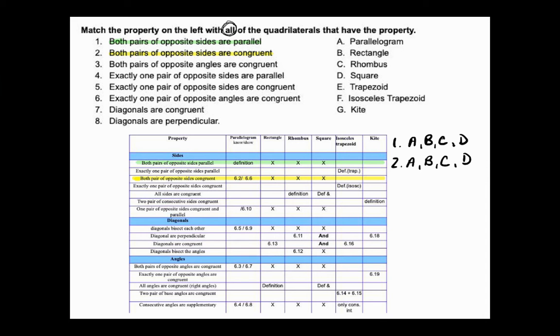For the next property, we're going to look at both pairs of opposite angles congruent. So we find that property in our chart. And once again, we see that this particular property has been identified for the parallelogram, the rectangle, the rhombus, and the square.